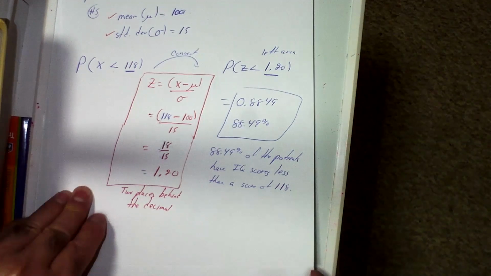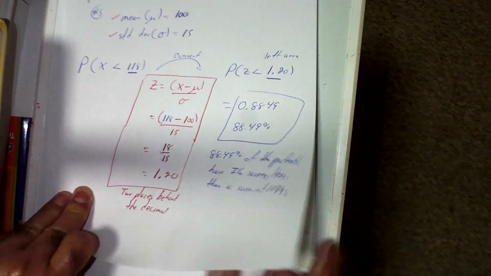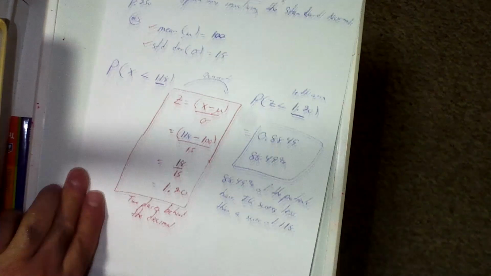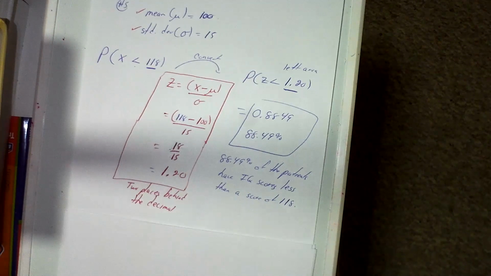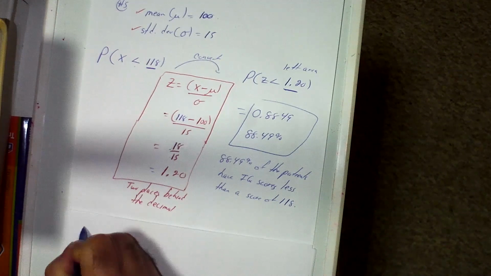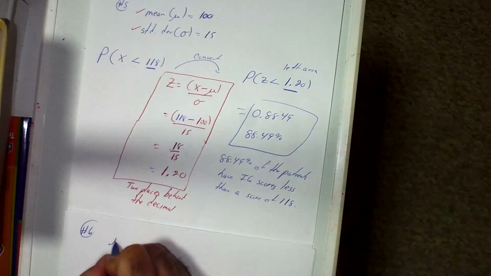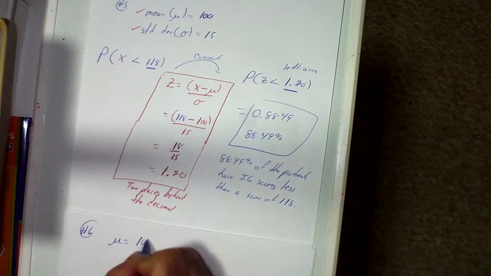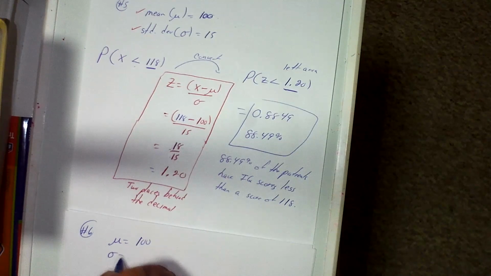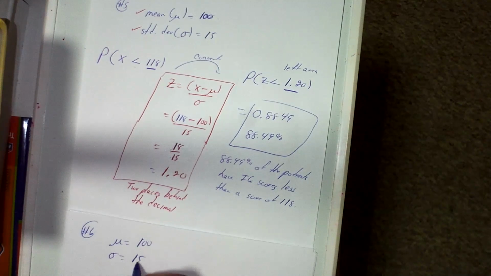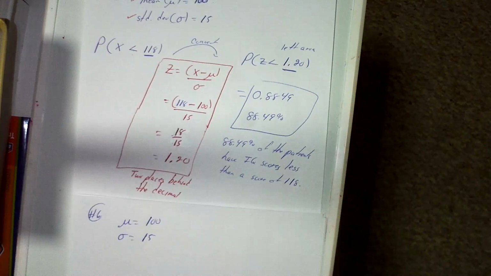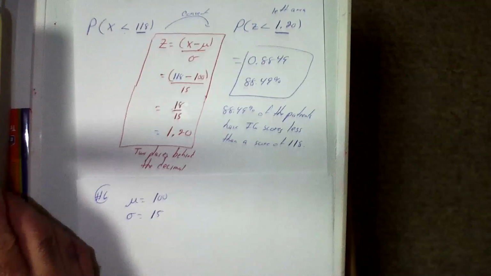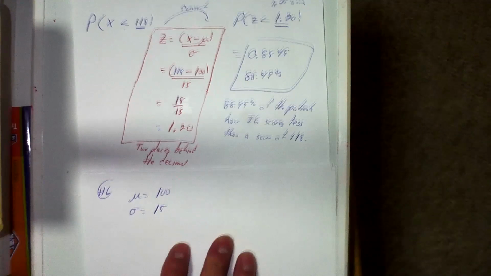Okay, we'll do number 6. For number 6, you're going to be using the same mean and standard deviation. Your mean is still 100. Your standard deviation is 15. It's the same. Okay, make it straighter. There you go. It's the same mean and standard deviation.